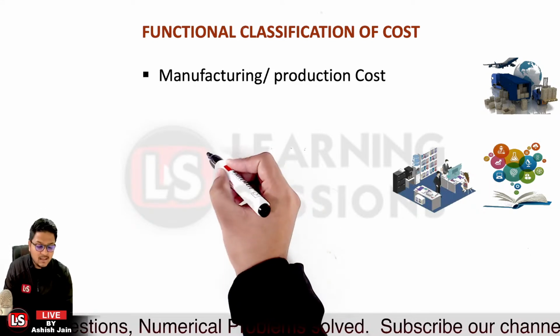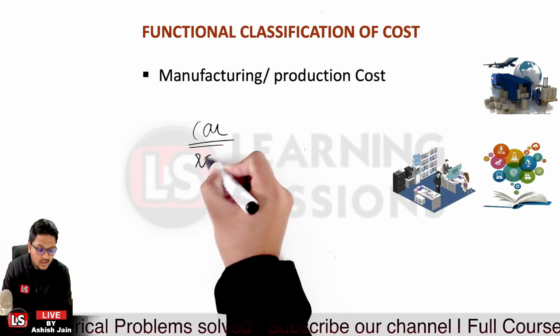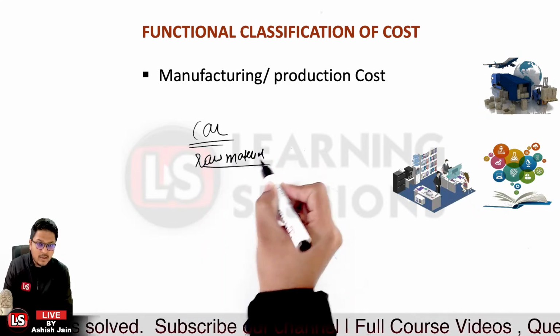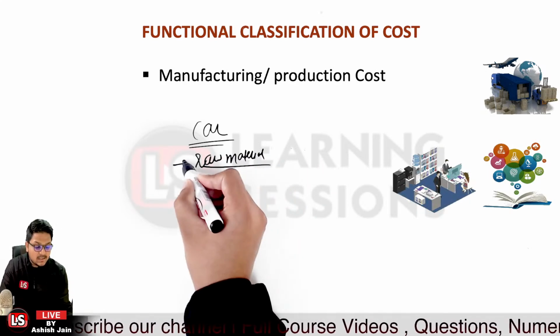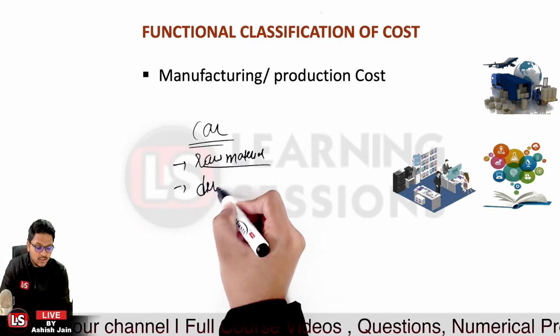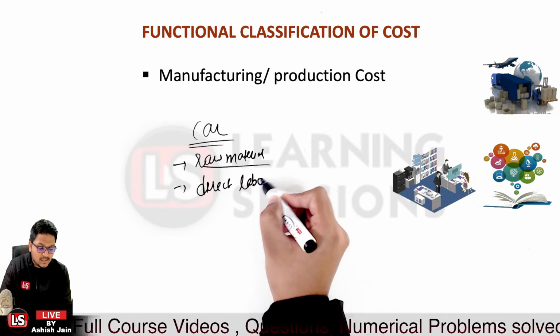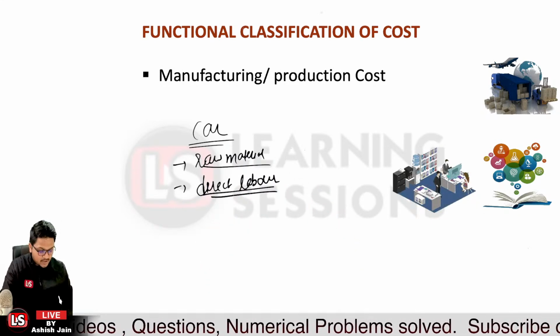So if we are going to manufacture a car, we have the raw material with us. There may be other raw material used in manufacturing the product, or it may be the direct labor cost. Whatever cost is incurred over there will be covered under the manufacturing cost or the production cost.